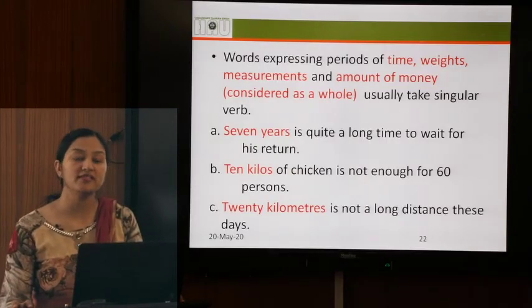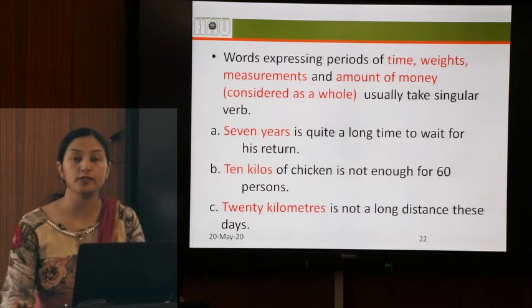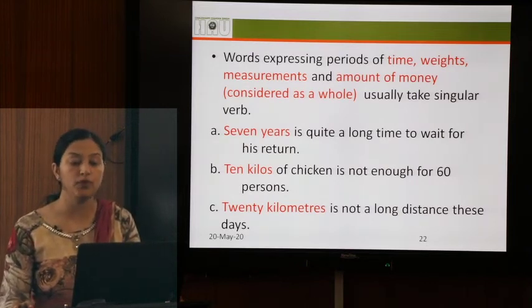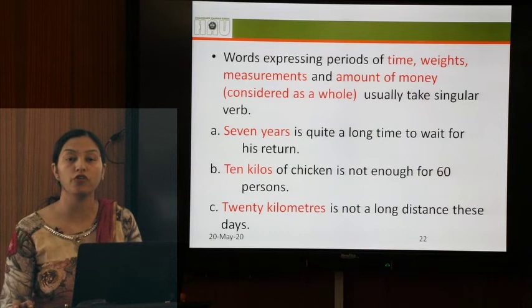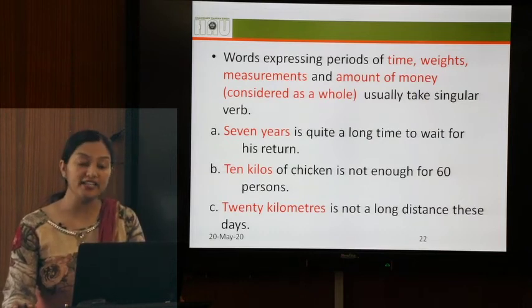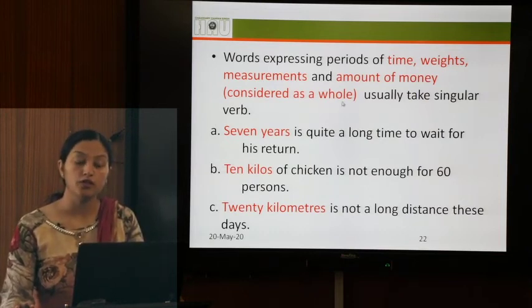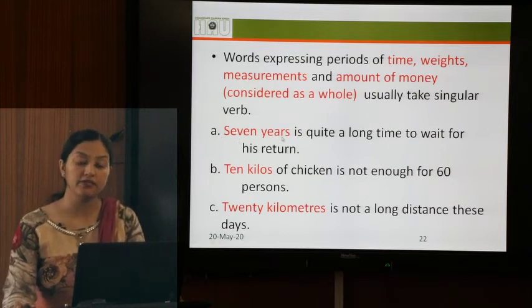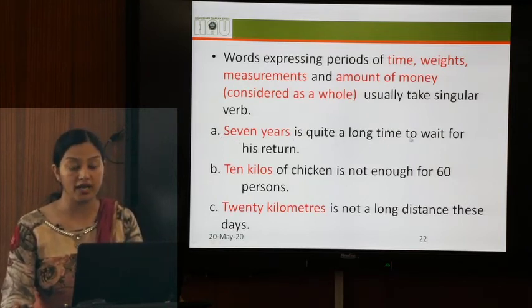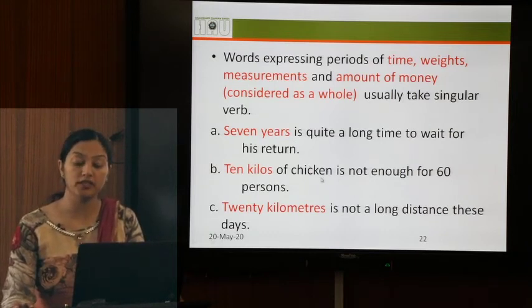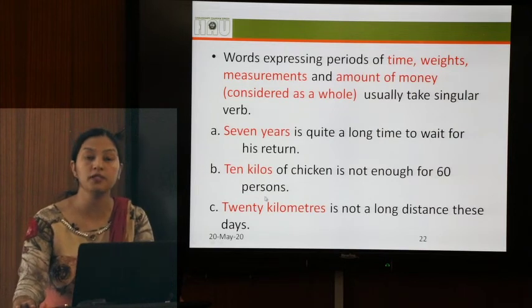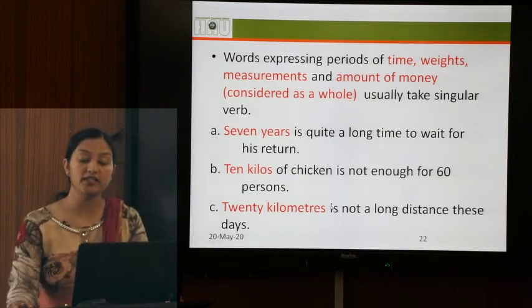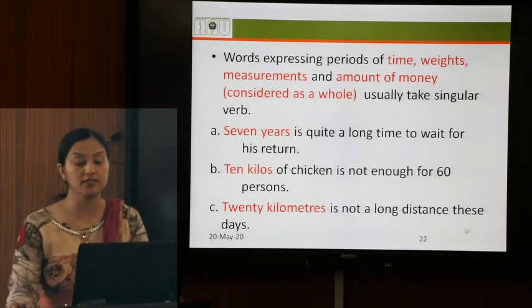So, whenever we start a sentence with expressions denoting time, weight, measurements, or amount of money, that needs to be considered as a whole. So, they take a singular verb. For example, 7 years is quite a long time to wait for his return. 10 kilos of chicken is not enough for 60 persons. 20 kilometers is not a long distance these days.